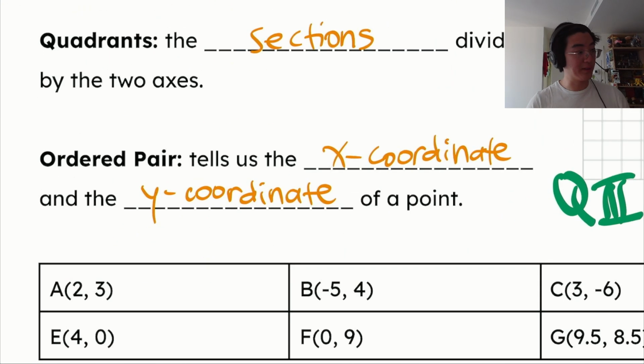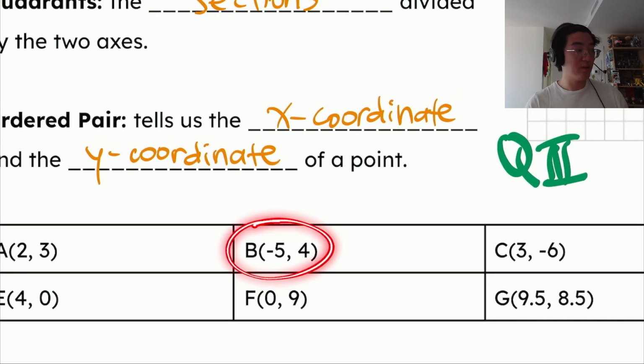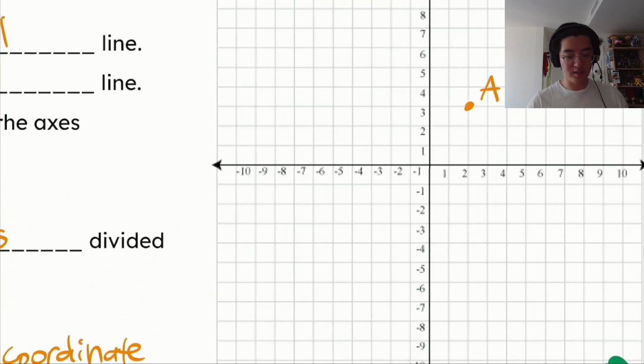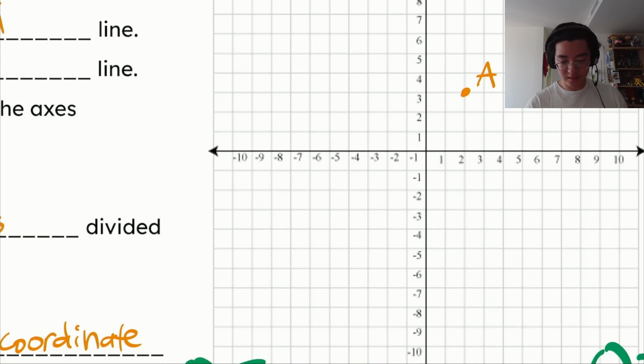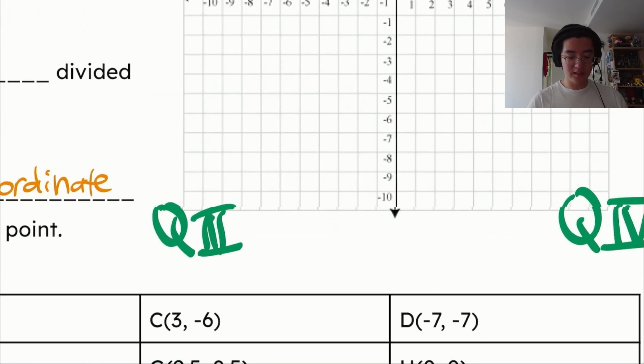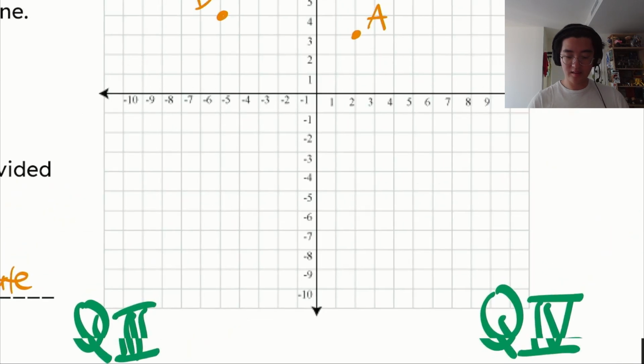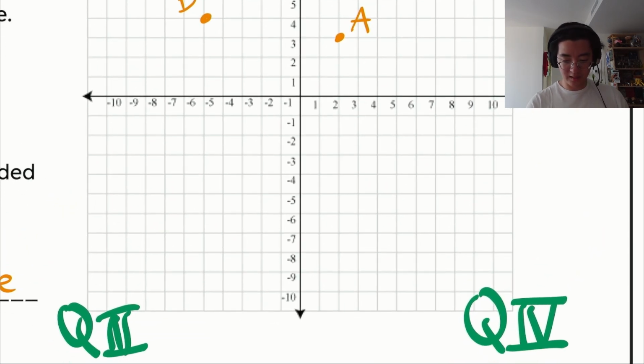So, 2, 3. Of course, we've got negative numbers as well. Point B is negative 5, 4. So when x is negative 5, which is right here, y is 4, which is right here. So where those two lines meet, that's point B. Point C is 3, negative 6. So x is 3, y is negative 6. Positive 3 is right here, and then negative 6 for the y.